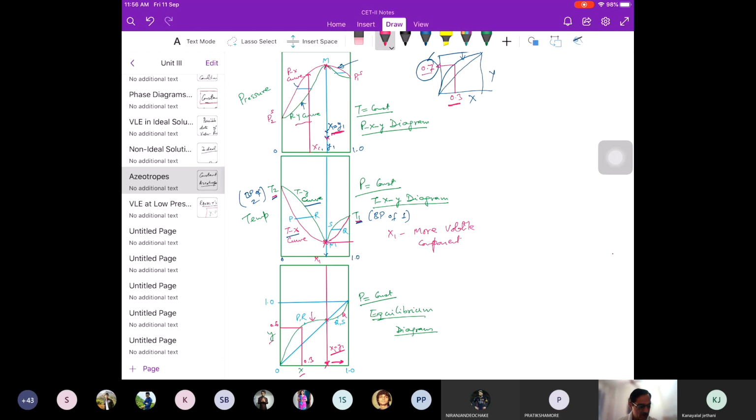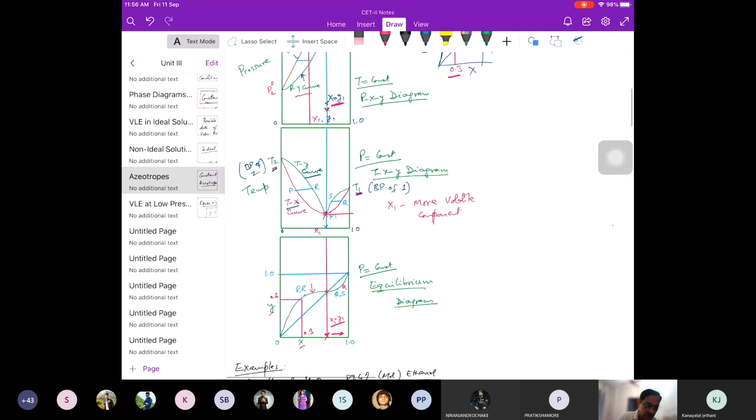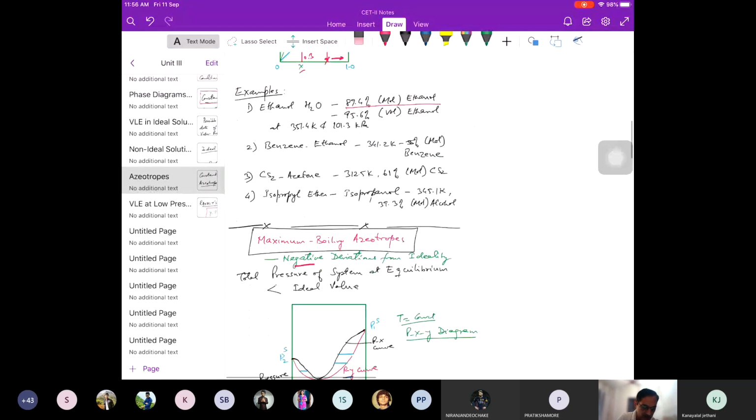Is this understood? How many will understand this? I want to see hands. Okay, so a significant number of people understand. Others, if they're not understanding, then there's some issue.